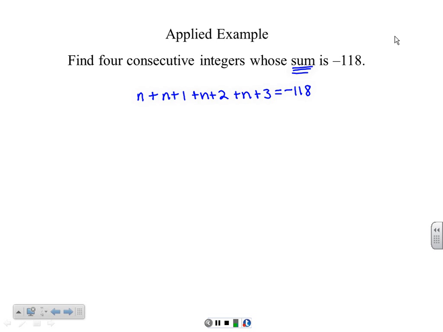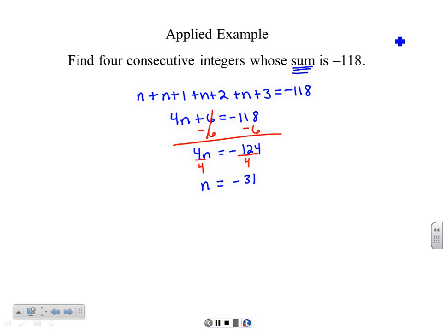So again, on the left hand side, let's combine like terms. So we have 1, 2, 3, 4 n's. And then if we combine our constants, we have 1 and 2, which is 3 plus 3 is going to be 6, is equal to negative 118. So we combine like terms. Now we need to get this plus 6 over here with this negative 118. So we're going to have 4n is equal to negative 124. And then if we divide both sides by 4, we're going to get 1n is equal to negative 31.